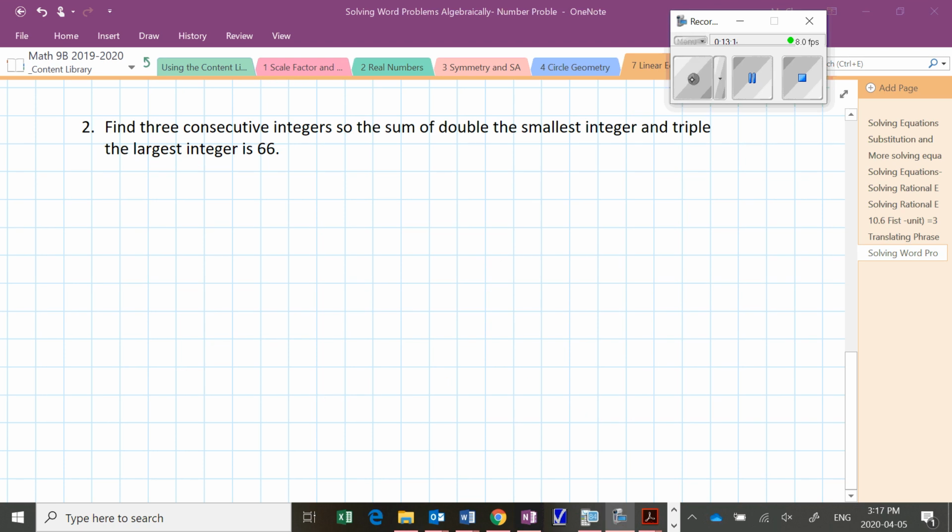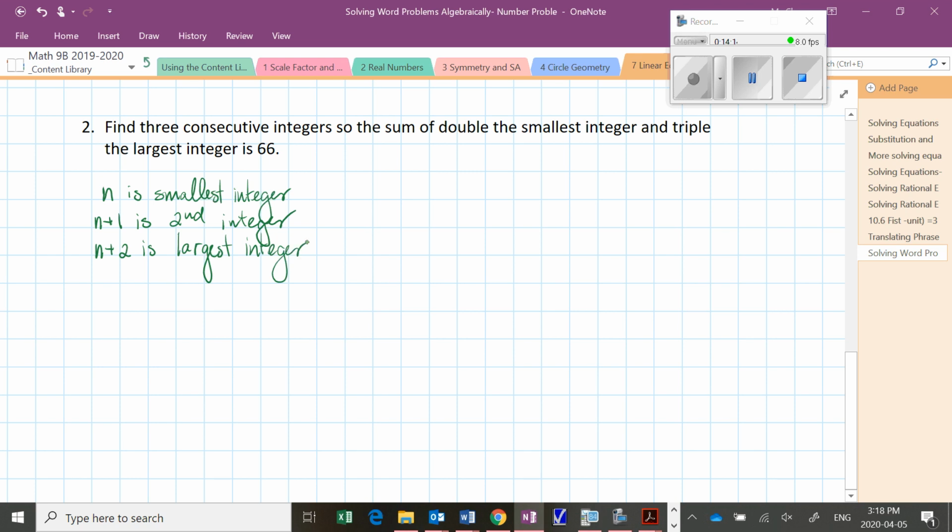Okay, so for this question, find 3 consecutive integers such that the sum of double the smallest integer and triple the largest integer is 66. So again, if we look at consecutive integers, let's make n the smallest integer, and n plus 1, because we're talking about consecutive integers such as 3, 4, 5. So the next consecutive integer is just 1 more than the first. So n plus 1 is the second integer, and then n plus 2 is the largest integer, or the third integer.